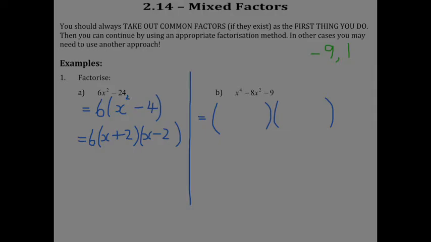Which means my brackets, instead of having x at the beginning of each bracket, I'm now going to put x squared at the beginning of each bracket, because x squared, when I multiply it to x squared, for when I FOIL this out, gives me x to the power of 4. Each bracket will now be with a -9 and a +1, doesn't matter about the order.